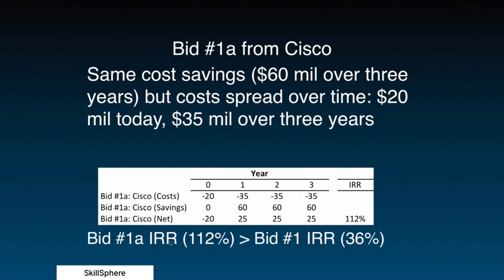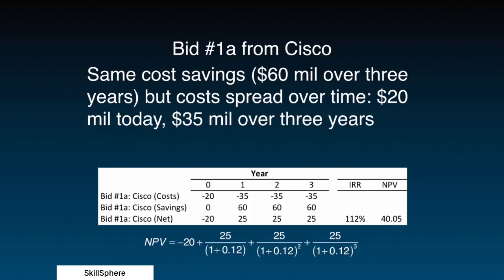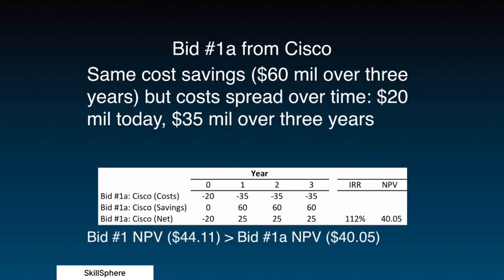And we see that the IRR for bid 1A is 112%, much greater than bid 1, the first bid from Cisco, which had an IRR of 36%. We can also compute the NPV by just discounting by Wharton's cost of capital, 12%. That gets us an NPV of $40.05 million. So bid 1 had an NPV of 44.11 million. Bid 1A has an NPV of 40.05 million, which according to the NPV rule means bid 1 is better than bid 1A.